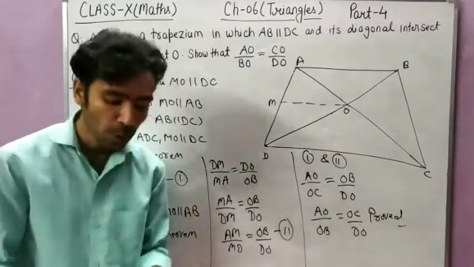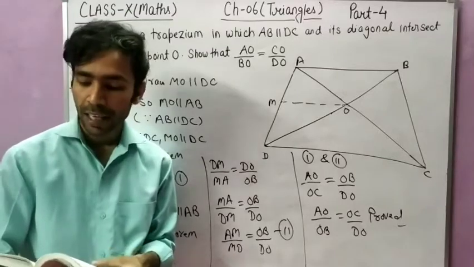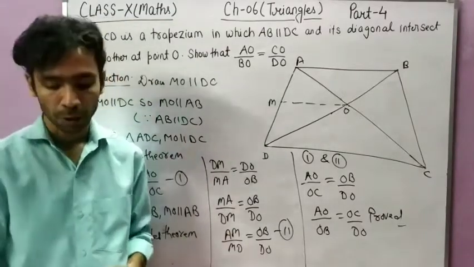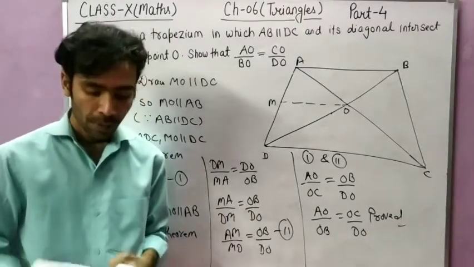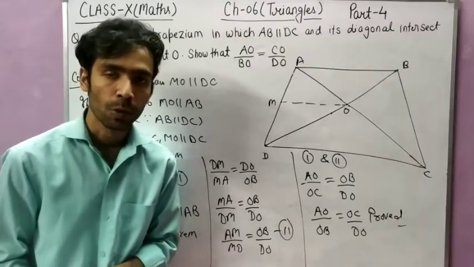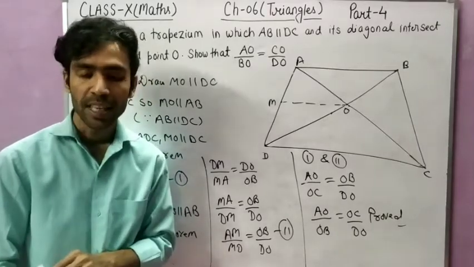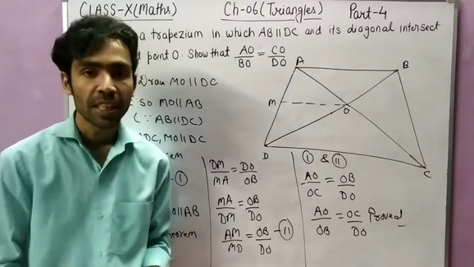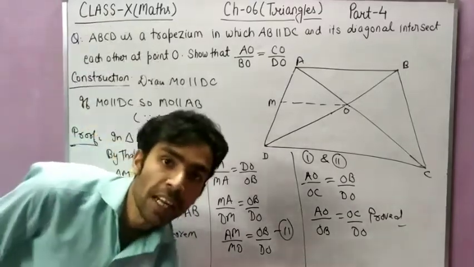So from exercise 6.2, out of 10 questions, I hope I have solved 7 or 8 questions. The remaining questions, students, you can solve by yourself. So we have finished up to exercise 6.2. Please complete up to exercise 6.2. In the next class we will study the criteria for similarity of triangles.